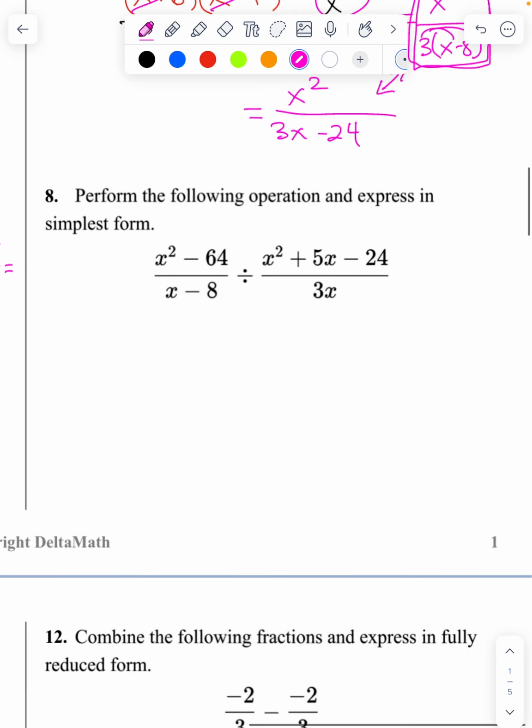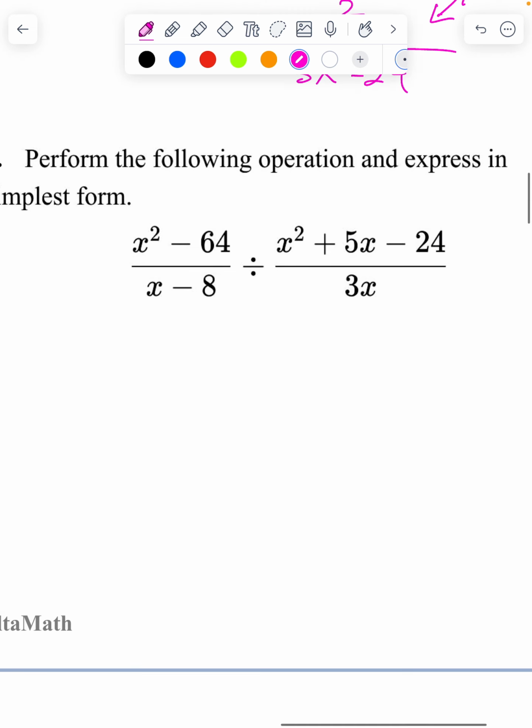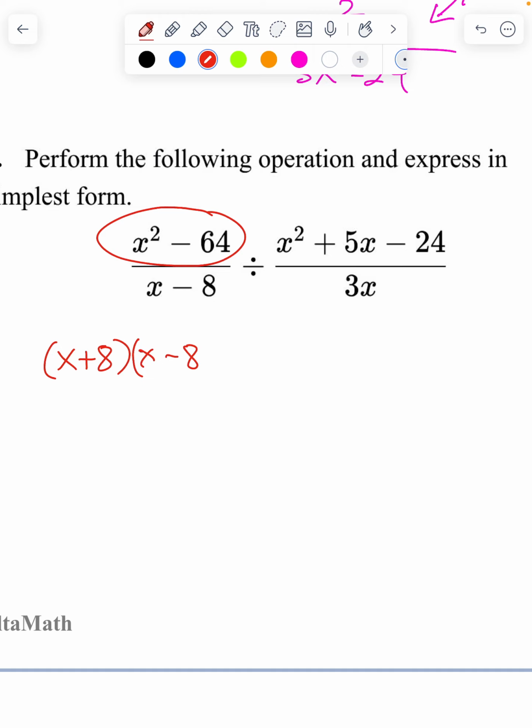All right, number 8. Perform the following operation and express it in simplest form. So if I look at this, this is difference of squares. So if you factor this, it should be x plus 8, x minus 8. And if you're having trouble with that, take a look at the factoring section. Then I'm going to copy that x minus 8 on the bottom. Then here I see division, so I'm going to change that to multiply. And then I'm going to flip the second fraction because this is division. That's what we do. We flip it.